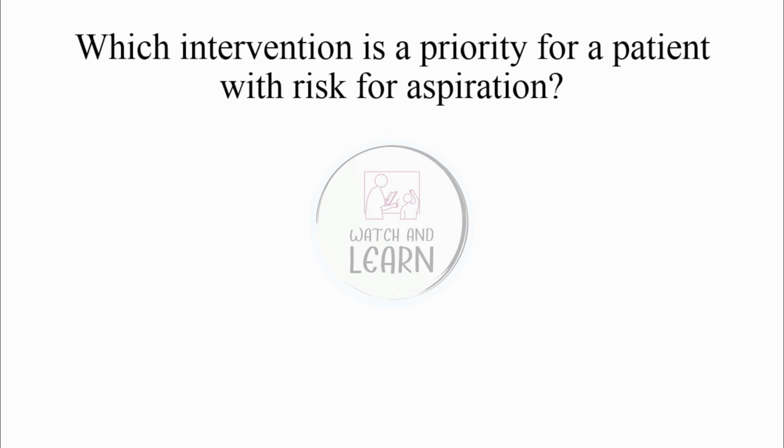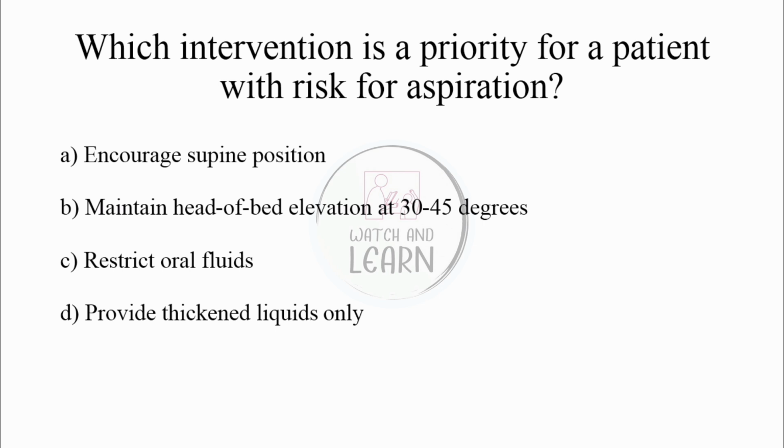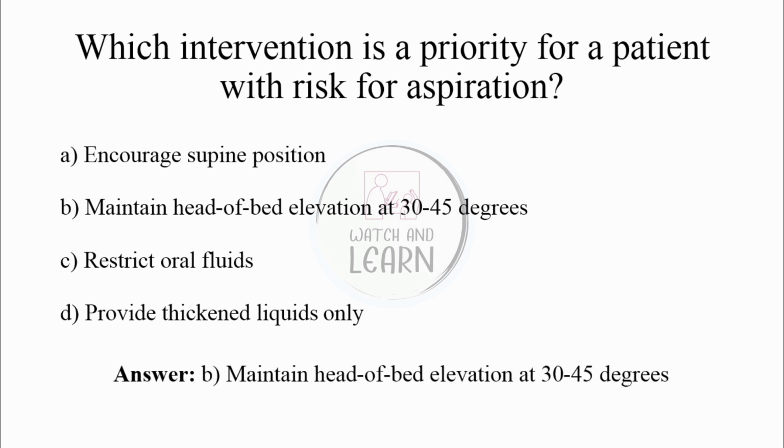Which intervention is a priority for a patient with risk for aspiration? Options are option A, encourage supine position, option B, maintain head of bed elevation at 30 to 40 degrees, option C, restrict oral fluids, option D, provide thickened liquids only. The right answer is answer B, maintain head of the bed elevation at 30 to 40 degrees, 45 degrees.